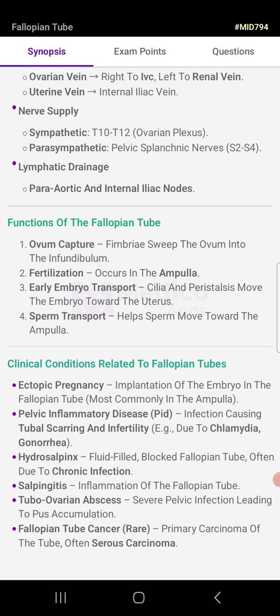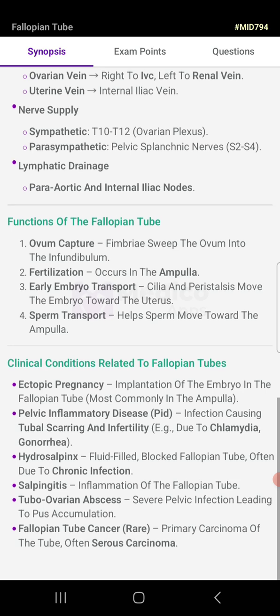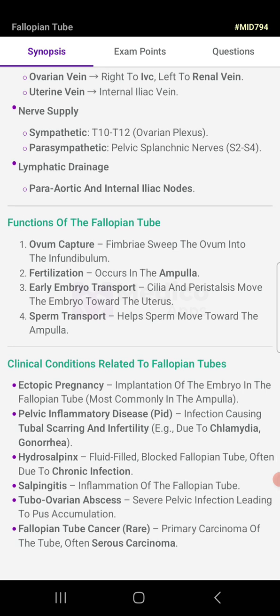Salpingitis, inflammation of the fallopian tube. Tubo-ovarian abscess, severe pelvic infection leading to pus accumulation. Fallopian tube cancer, primary carcinoma of the tube, often serous carcinoma.